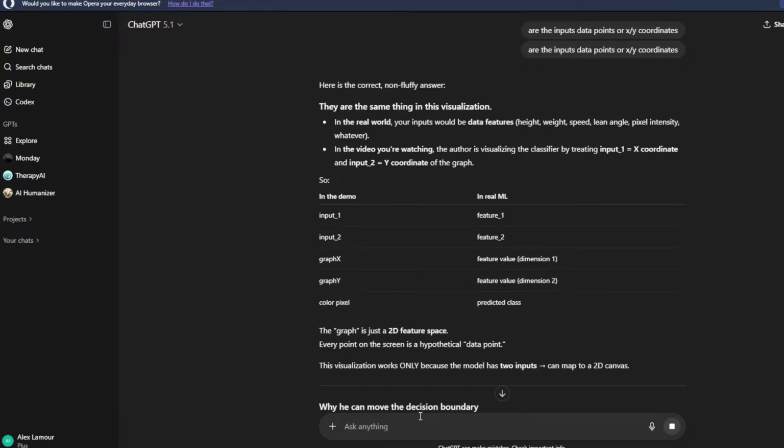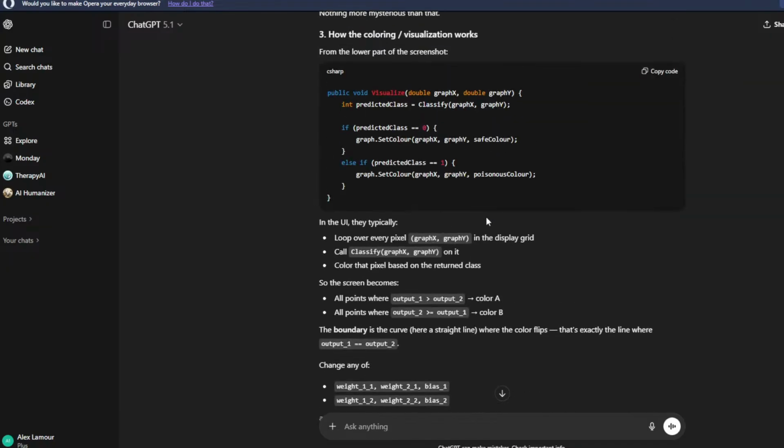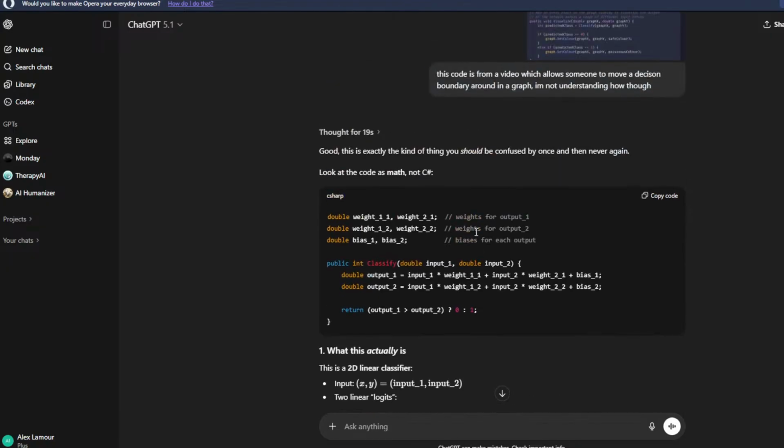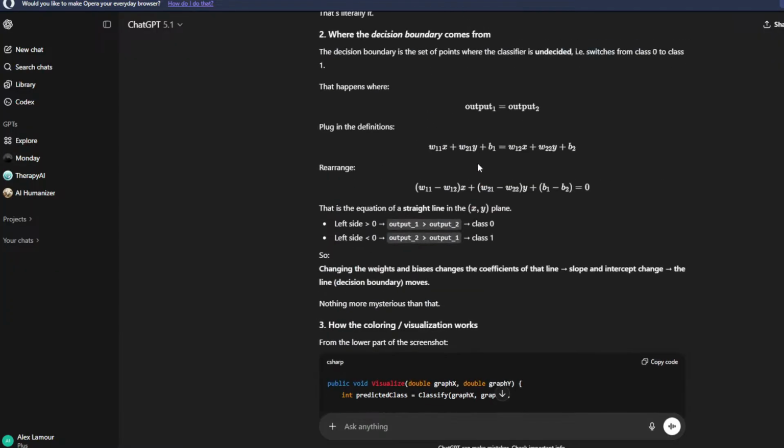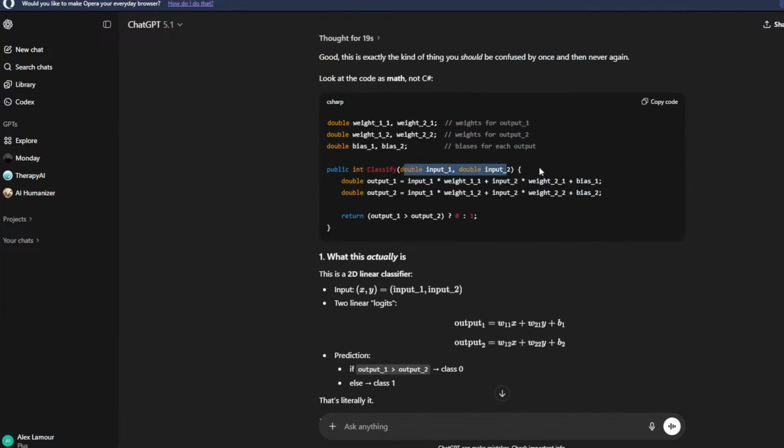Data features. Okay, so your inputs would be data features: height, weight, speed, lane, angle, pixel intensity, whatever. In the video you're watching, the author is visualizing the classifier by treating input 1 equals x coordinate, input 2 equals y coordinate. Right, because he's saying here, the classified graph x and y, so this in itself is a data point.